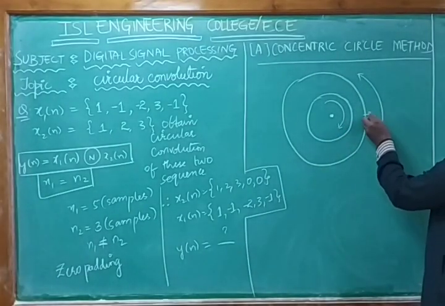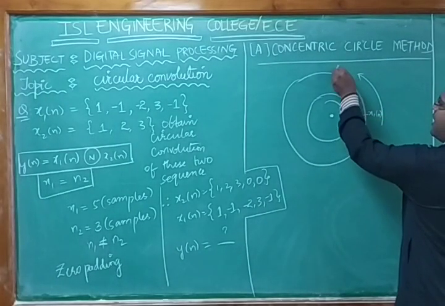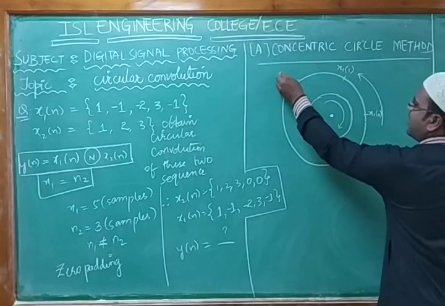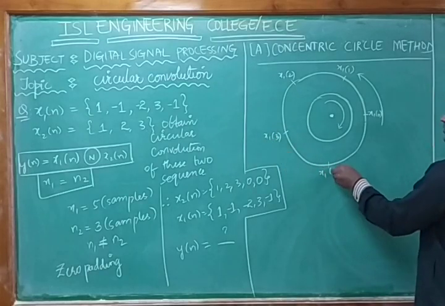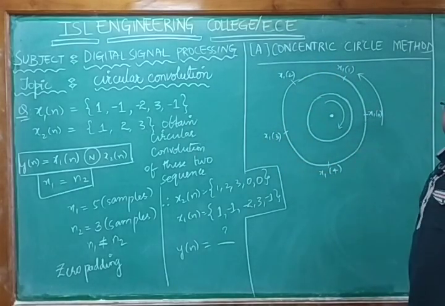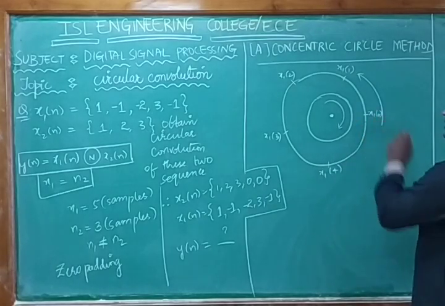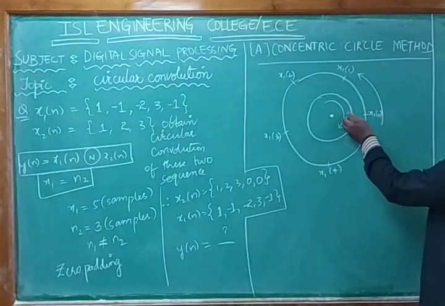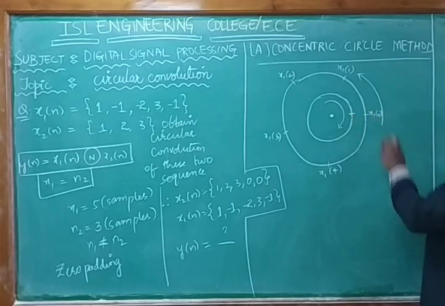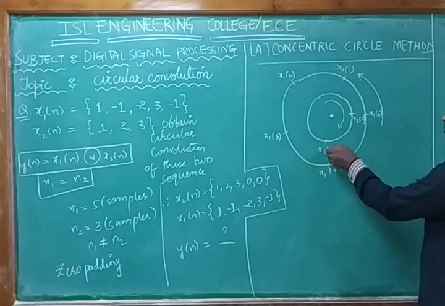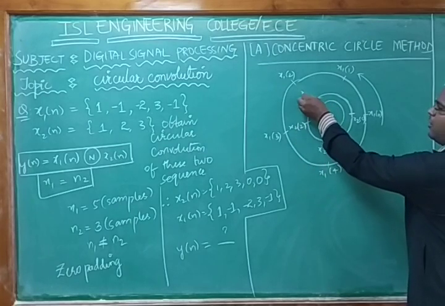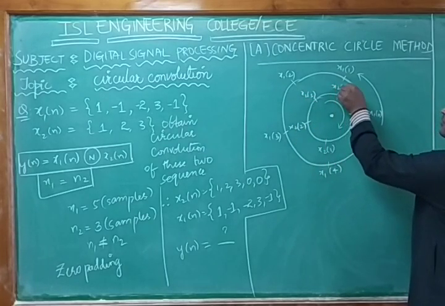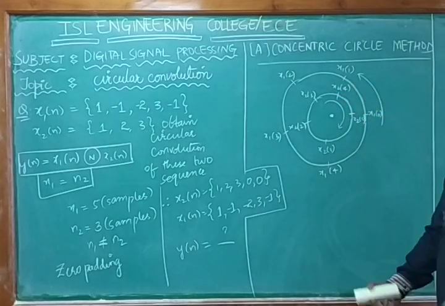What is the first sequence we have? x1 of 0, x1 of 1, next x1 of 2, next x1 of 3, next x1 of 4. So we have written it anti-clockwise, and the inner one would be in the clockwise direction. From the same point where x1 of 0 is, we start x2 of 0, then x2 of 1, x2 of 2, x2 of 3, x2 of 4. Now write down the corresponding values.